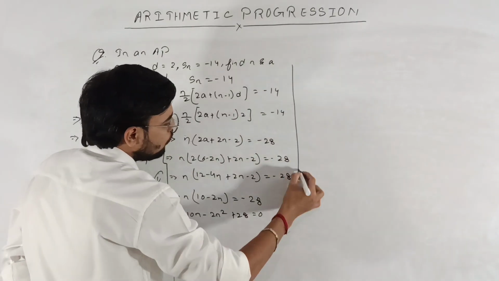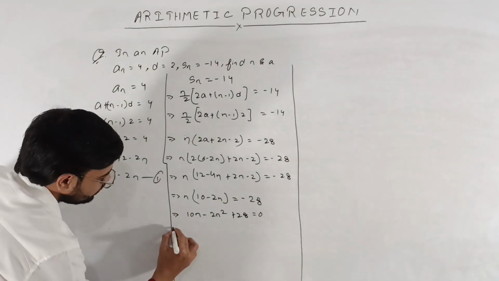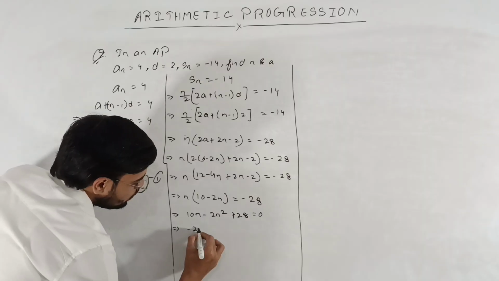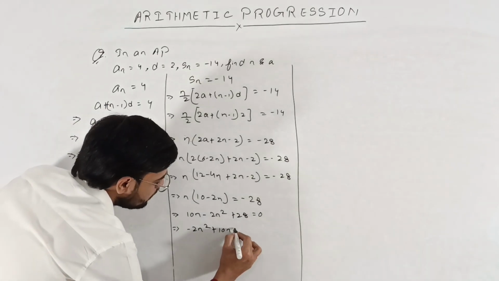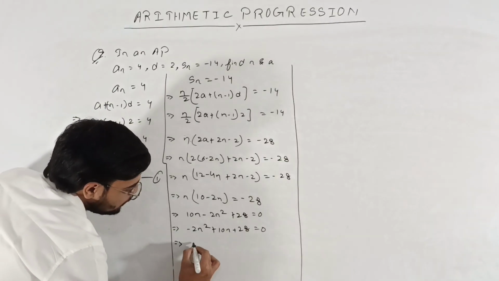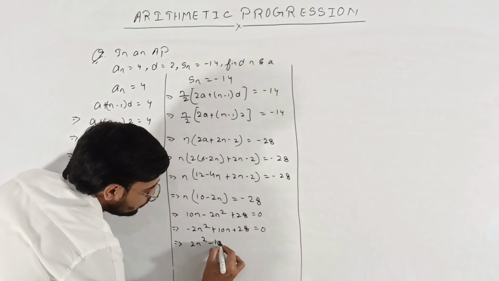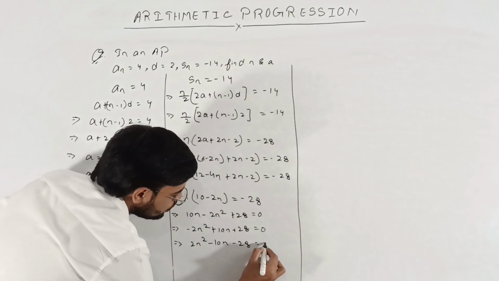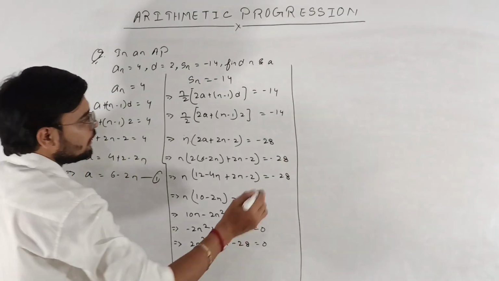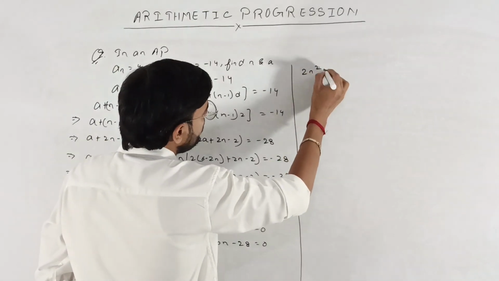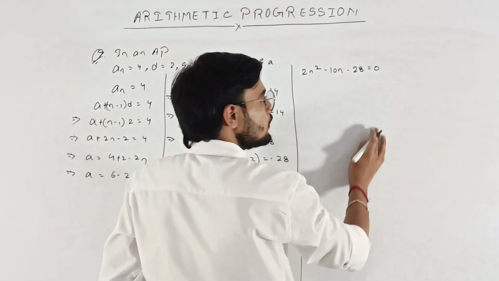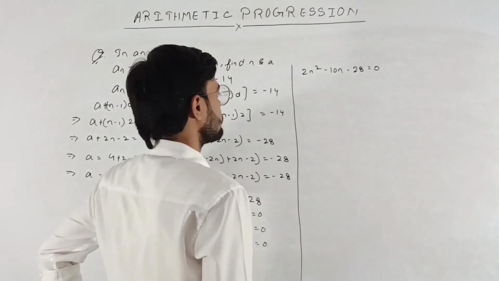Then we have a quadratic equation which is minus 2n square plus 10n plus 28 is equal to 0. Now take minus common, then we have 2n square minus 10n minus 28 is equal to 0. Okay. Now this is my quadratic equation. Now solve this. Equation is 2n square minus 10n minus 28 is equal to 0. This is a quadratic equation. Now solve this by factorization.